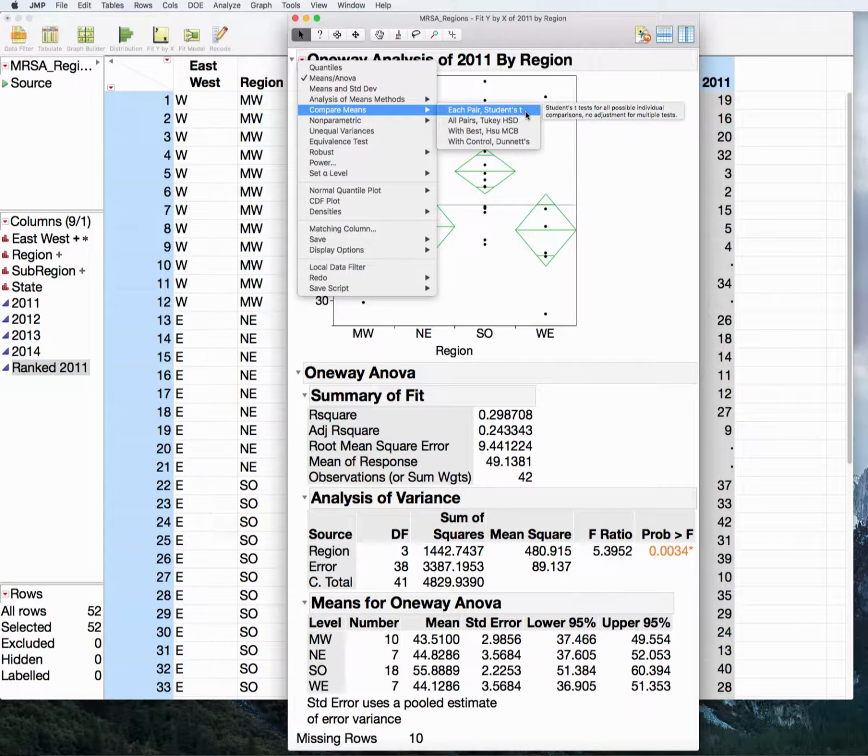What JMP will tell you here is that there are no adjustments for multiple testing made when you do each pair Student's t. It's very important we take into account the multiple testing adjustments, and that's why we'll use an all pairs Tukey's HSD. It protects the overall error rate. That is, it makes sure that we aren't making a decision by mistake. It maintains our overall alpha of 0.05, and it does that for you. You don't have to do any adjustment to your p-values or to your alpha. JMP will do that. So let's ask for all pairs Tukey.